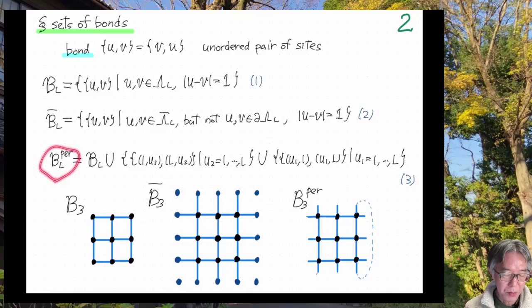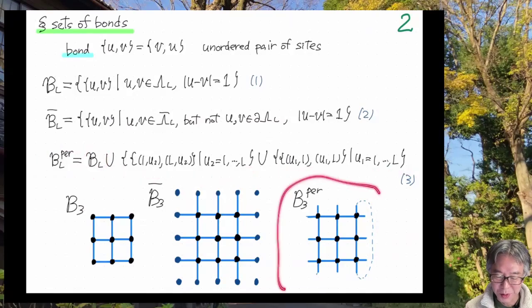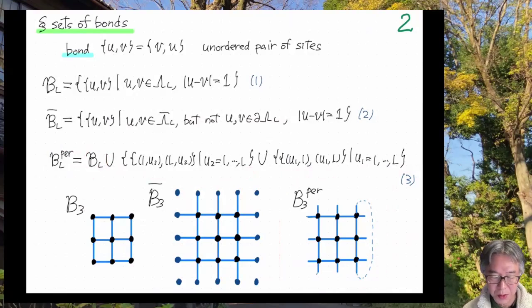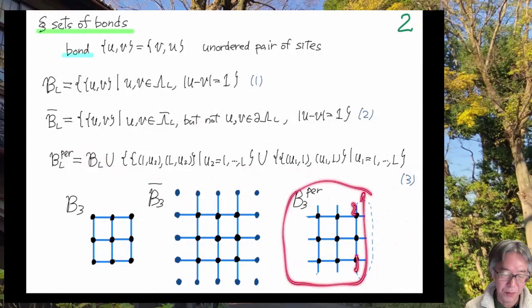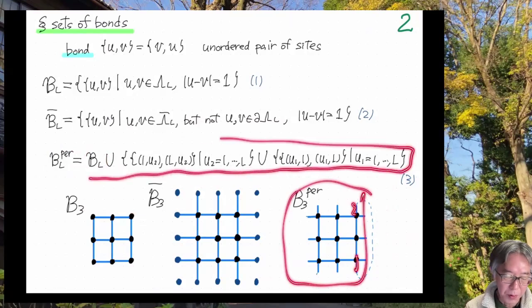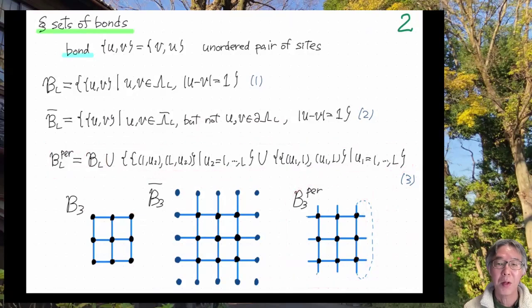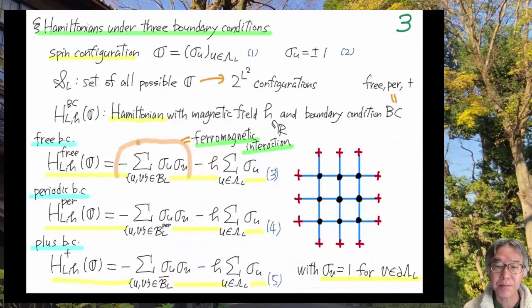And this is for periodic boundary conditions. So we start from B L and add these bonds, but it's much easier to look at this picture. We want to implement periodic boundary conditions. That means we want to add a bond that connects here and here, for example. So these are actually two pieces of a single bond. So this one is connected to this one, to this one. I think this is clear, but if you look at this formula carefully, we are doing this. Okay, so these are the sets of bonds.